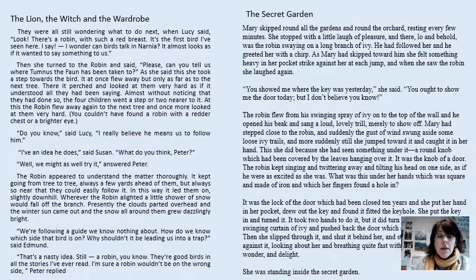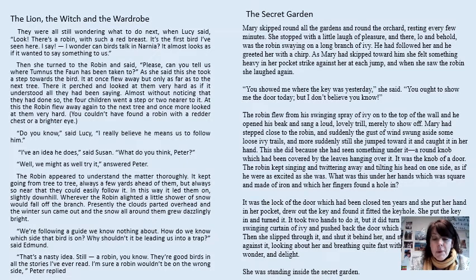Okay, and then in the secret garden, Mary skipped round all the gardens and round the orchard, resting every few minutes. She stopped with a little laugh of pleasure, and there, lo and behold, was the robin swaying on a long branch of ivy. He had followed her and greeted her with a chirp. As Mary had skipped towards him, she felt something heavy in her pocket strike against her at each jump, and when she saw the robin she laughed again. "You showed me where the key was yesterday," she said. "You ought to show me the door today, but I don't believe you know." The robin flew from his swinging spray of ivy on to the top of the wall, and he opened his beak and sang a loud, lovely trill merely to show off.